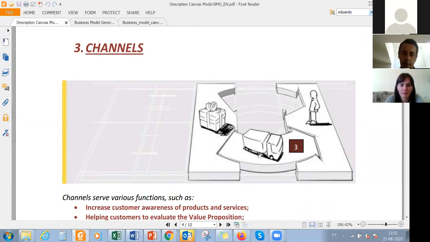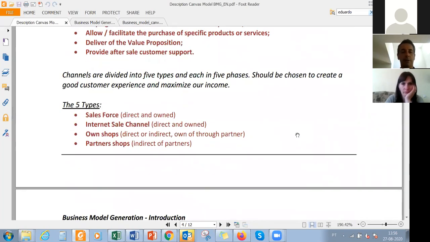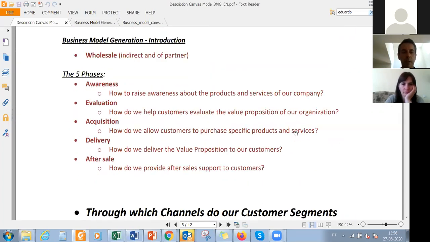Then channels are a very important building block, because channels could be used to raise awareness of our product or service. So marketing, everything. The channels can be used to offer the possibility of evaluation. In different markets, evaluation is very important. It's important in food, but it's important in the car market. If you are going to buy a car, you want to make a test drive to evaluate the car. You see, evaluation.